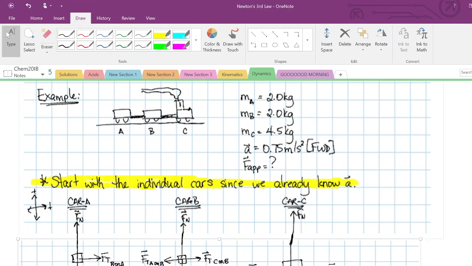And then on car C, well, there's going to be the force applied. The engine is propelling the car forward. And as the engine's propelling the car forward, B is going to resist that motion. And so B is going to pull back on C. So we're going to have a force tension of B on C.